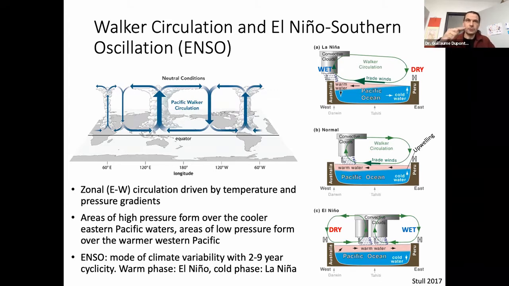So we talked about the Hadley circulation, which goes in the north-south direction, which we call a meridional circulation. Here we have a zonal circulation, so they go along a zone, that means from east to west. And what drives this are gradients in temperature and pressure. So normally, because of the rotation of the Earth, you have winds going from east to west. We call these winds trade winds.